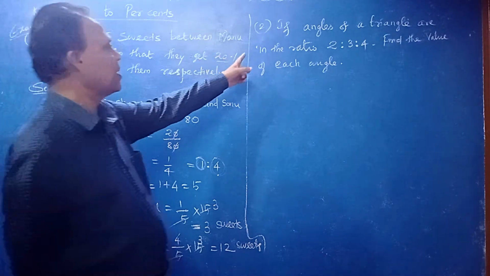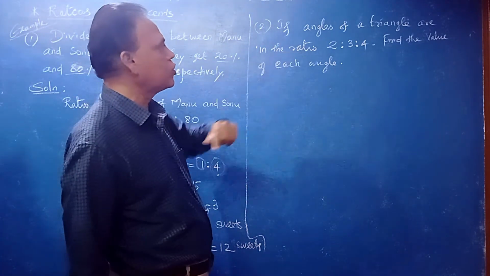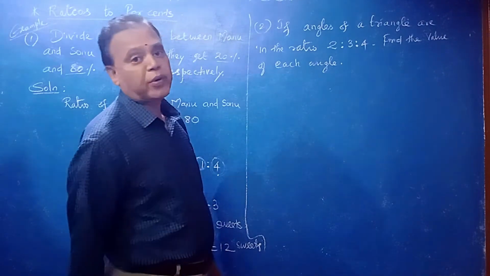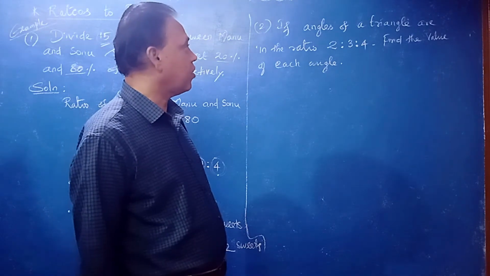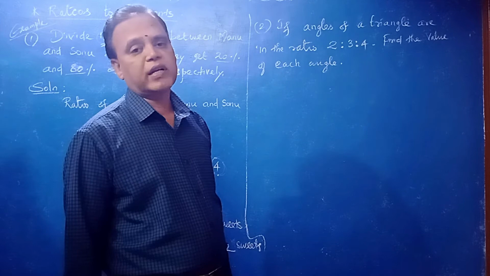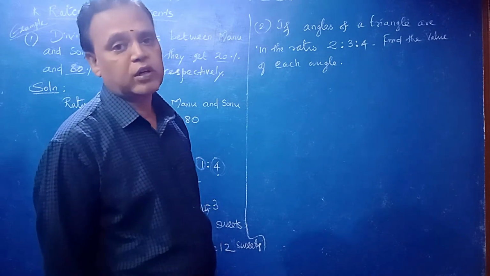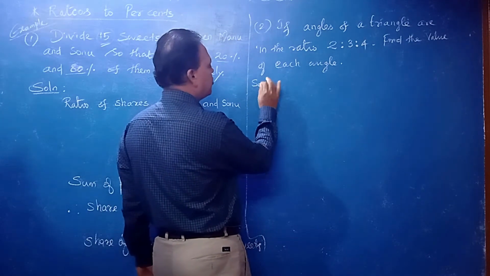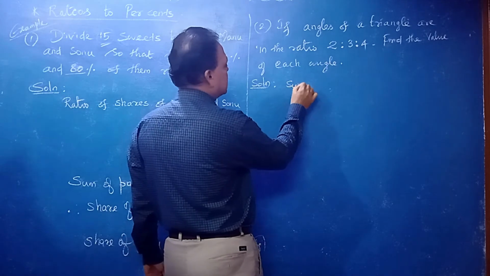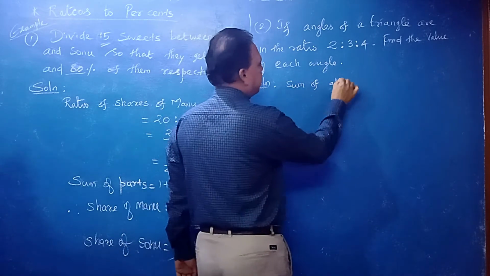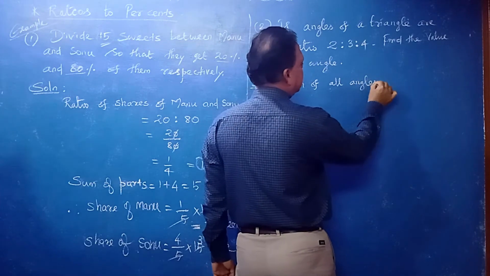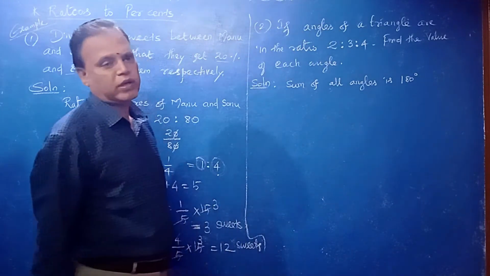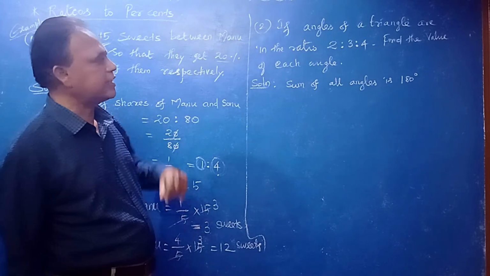Now another example. If the angles of a triangle are in the ratio 2 is to 3 is to 4, find the value of each angle. You know the angle sum property of a triangle. What is the angle sum property of a triangle? It means the sum of all angles. How to use that property? The sum of all angles in a triangle is 180. A triangle has 3 angles, so 3 ratio parts are given.